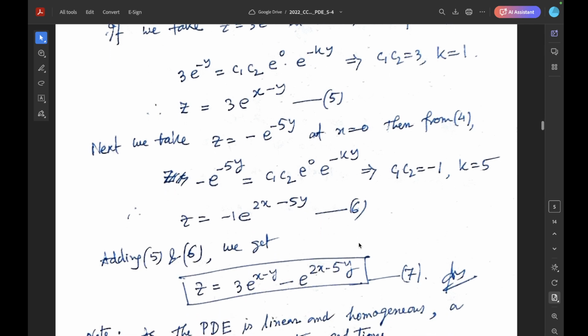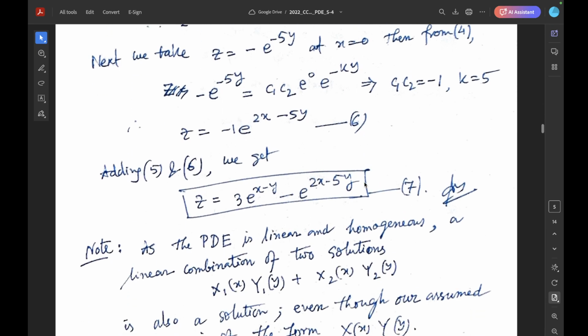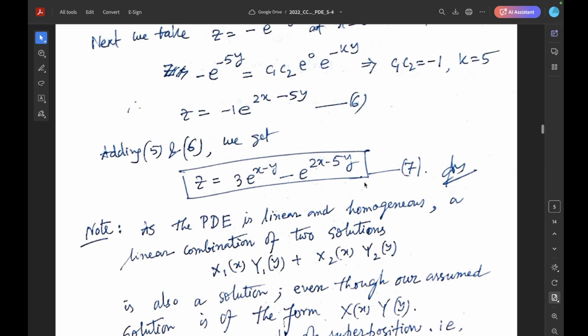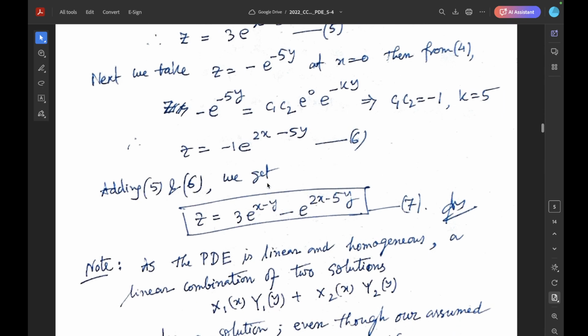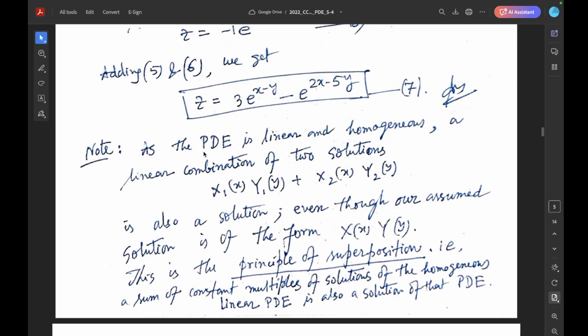Adding 5 and 6, that is the superposition principle. Adding these, we get z = 3e^(x-y) - e^(2x-5y), and this is the required answer. As the partial differential equation is linear and homogeneous, a linear combination of the two solutions X1Y1 + X2Y2 is also a solution, even though our assumed solution is of the form X Y.